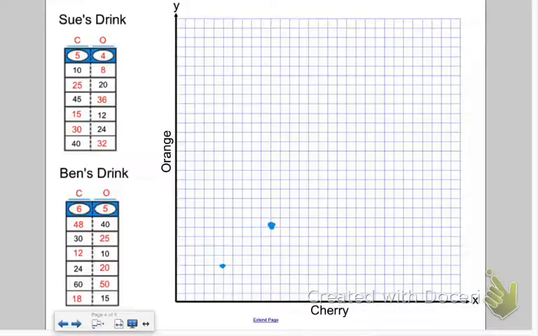And then this is going to keep going. So basically over 5, up 4. Over 5, up 4, and so on and so forth. So you can see that this blue, it's not perfect, but this is for Sue. Okay? And now I'm going to do the same thing, but this time with Ben's drink. I'm going to graph some of the points for Ben's drink. Maybe I'll use red for Ben.